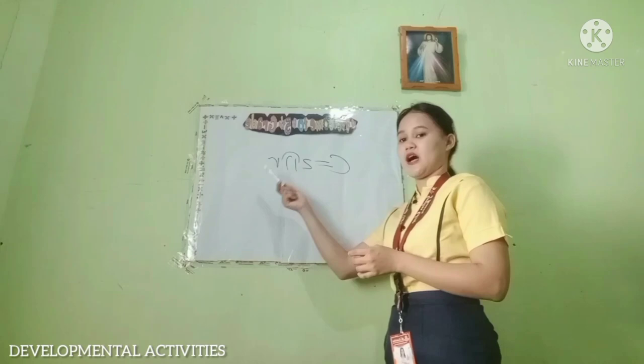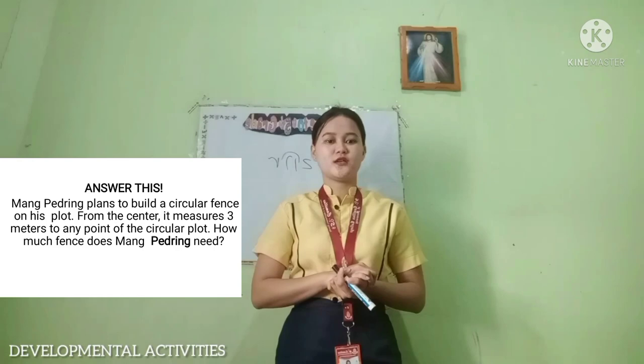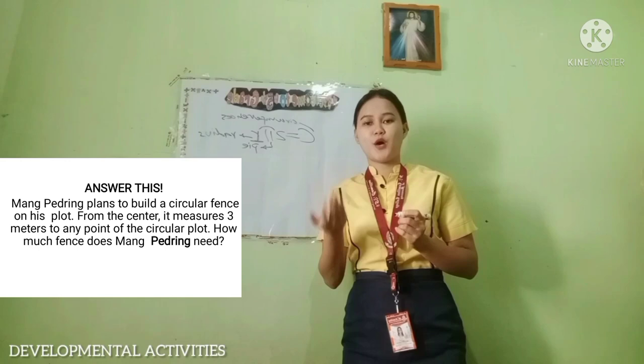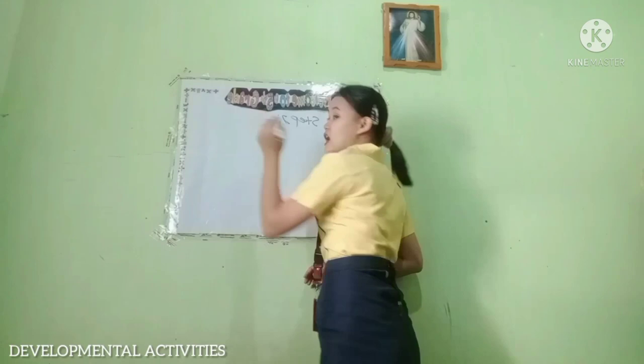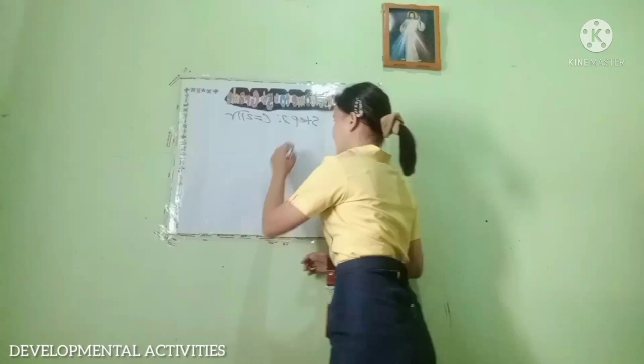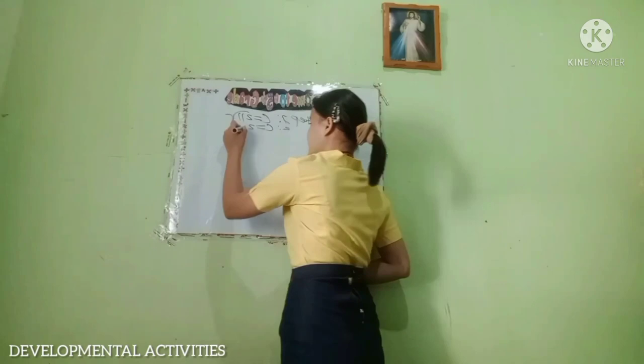So, now, let us answer some exercises. Who can try to solve this problem from the board? Yes, Aaron, you're raising your hand. Okay. But I will allow you to bring your ball pen and paper also to answer. Let us check Aaron's work. So, number 1, step 1 is we are going to copy the formula. C is equal to 2 pi r. And then, step 2 is C is equal to 2 pi. So, the radius on the problem is 3 meters.